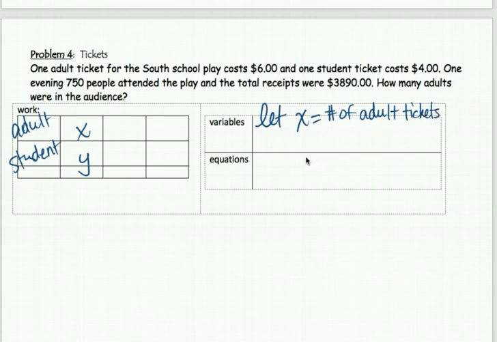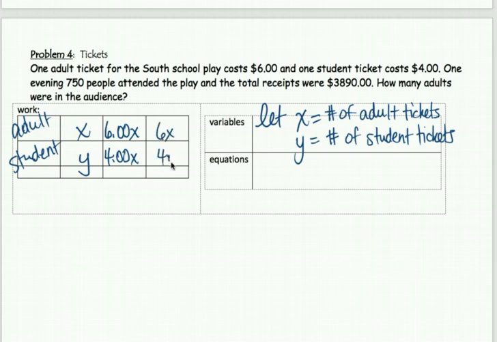All right, and Y is the number of student tickets. Okay, because they want to know how many adults were in the audience in this case, but we're going to find both anyway, so that we can build our equations and get to our answer. So again, one adult ticket costs $6, and the other one's $4. So you need to build the $6 and the $4 like that, or you can write 6x, 4y. That's fine too. For y, sorry, this should be y.